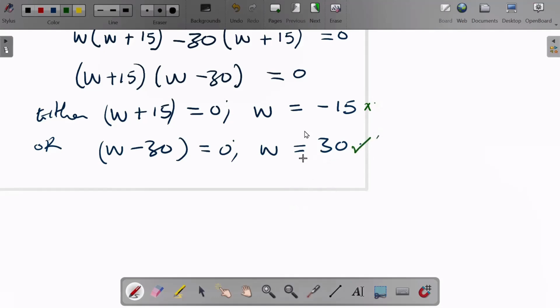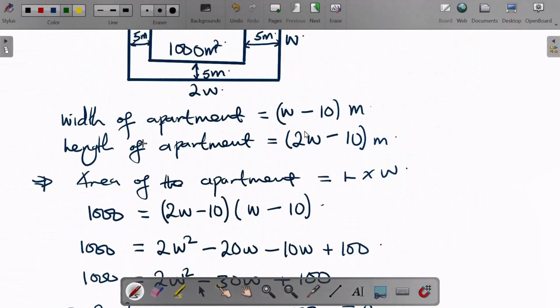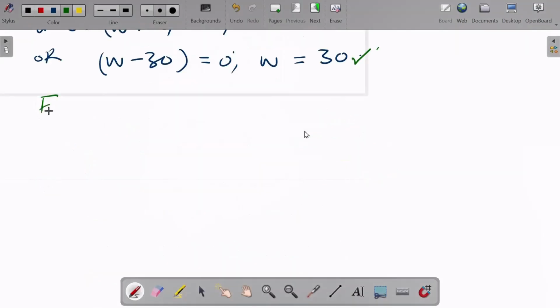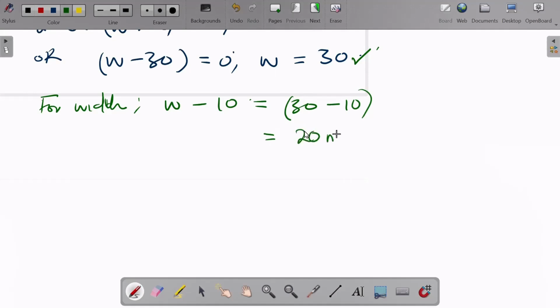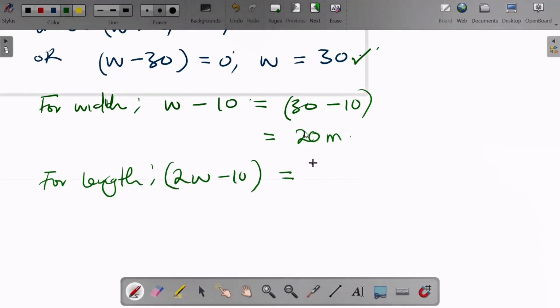We can now go back to where we left off. We said that the width of the apartment is W minus 10 meters. Then the length is 2W minus 10. It's going to be in meters. So we're just going to use 30 and substitute. For the width of the apartment, which is W minus 10, we have 30 minus 10. This gives us 20 meters. That is the width. For the length, we said that we have 2W minus 10. Let's substitute W equal to 30. This is 2 multiplied by 30, take out 10. This gives us 60 minus 10, which is 50. You can see that you have 50 meters as the length of the apartment.